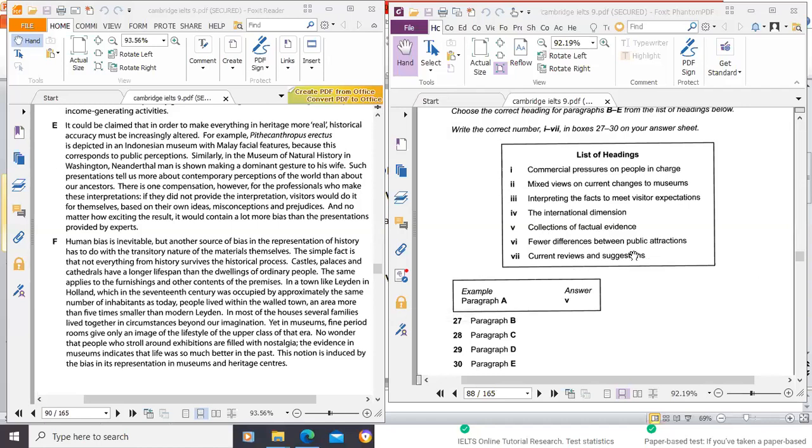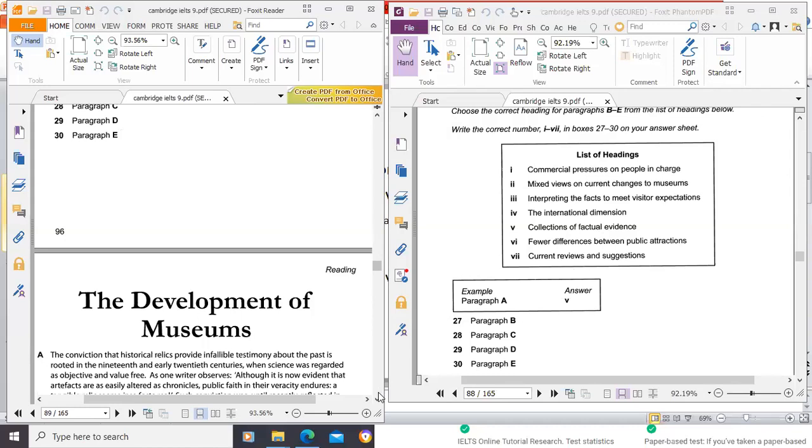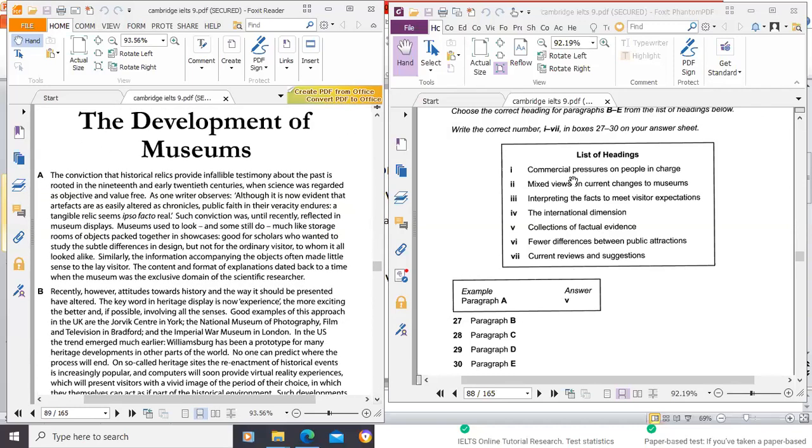But going back to the list of headings, like I said, we have 7 lists of headings. While you are looking at this list of headings, it is just for you to see what the important points are there. Commercial pressures. This could mean competition. This could mean financial gains, just for you to quickly have what it means.